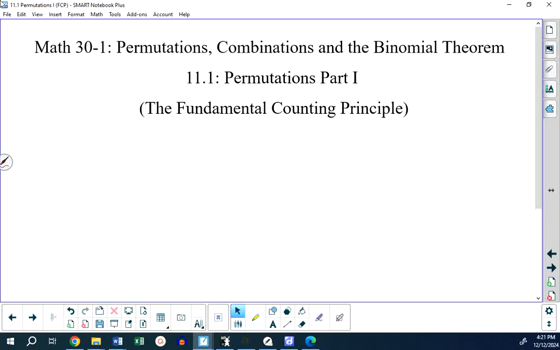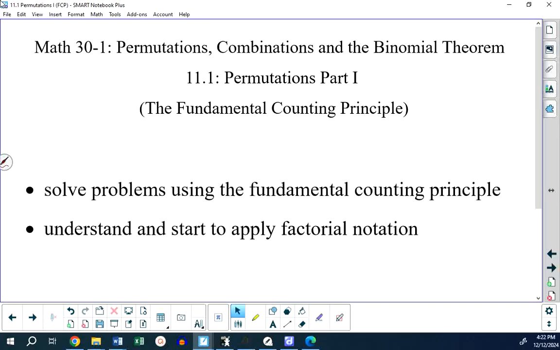To begin with here, we're going to be talking today about something called the fundamental counting principle. What we're doing today is we're learning what the fundamental counting principle is and start to solve problems involving applications of the fundamental counting principle. And the fundamental counting principle forms the backbone for most of what we do in this unit. I'm also just going to briefly introduce you to the concept of what's called factorial notation to make our jobs a little bit easier when we work with the fundamental counting principle.